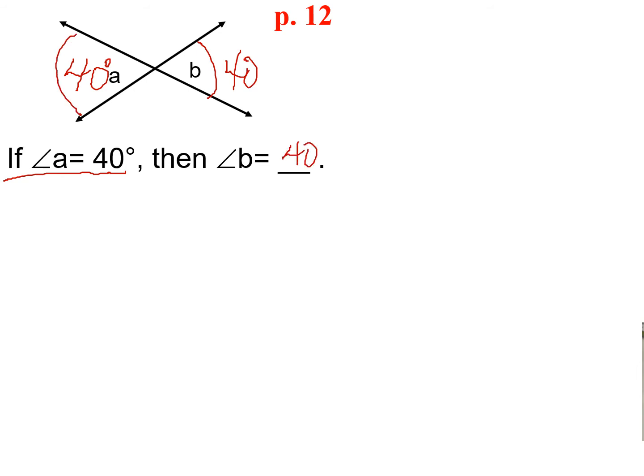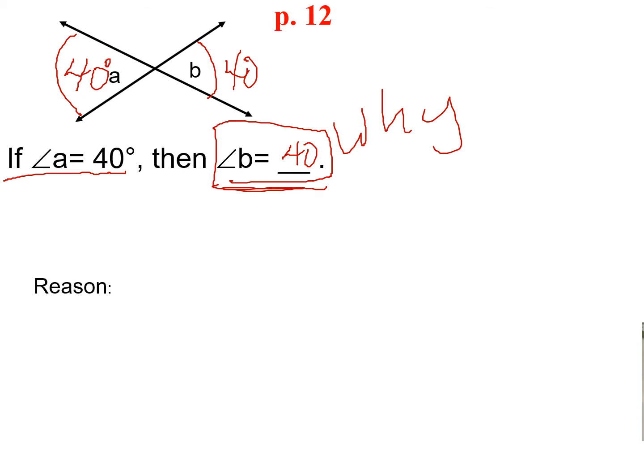But that's not really the proof of it. That's the statement of what you did. Why did you say that this was 40? This is what we want to know is why. So, of course, you just wrote all those steps down. Which of those steps would have been the reason? The reason is vertical angles are congruent.